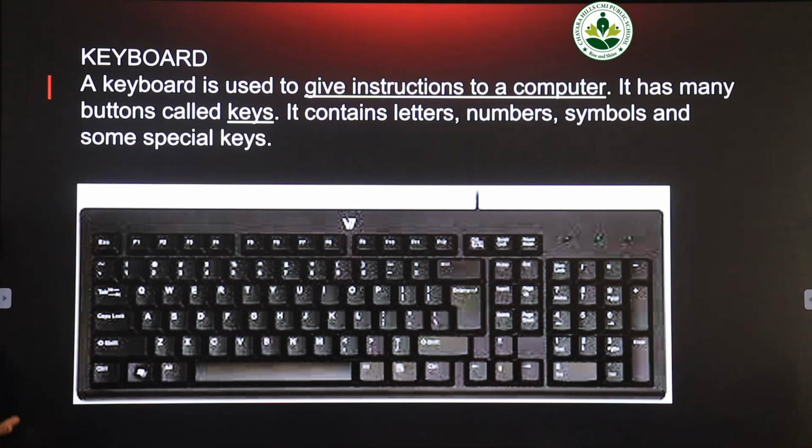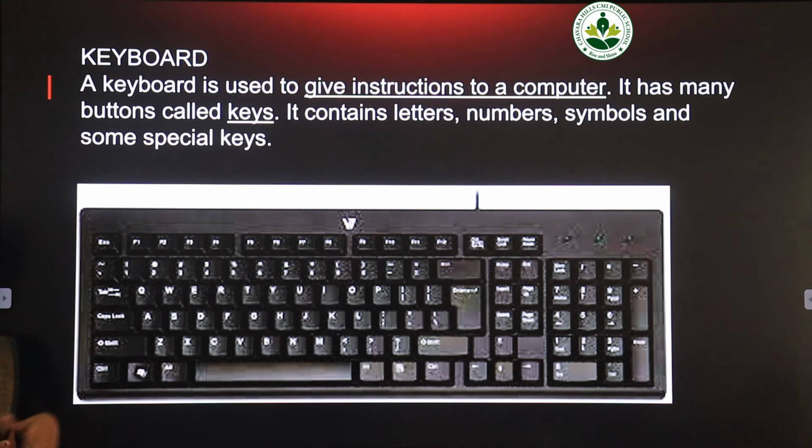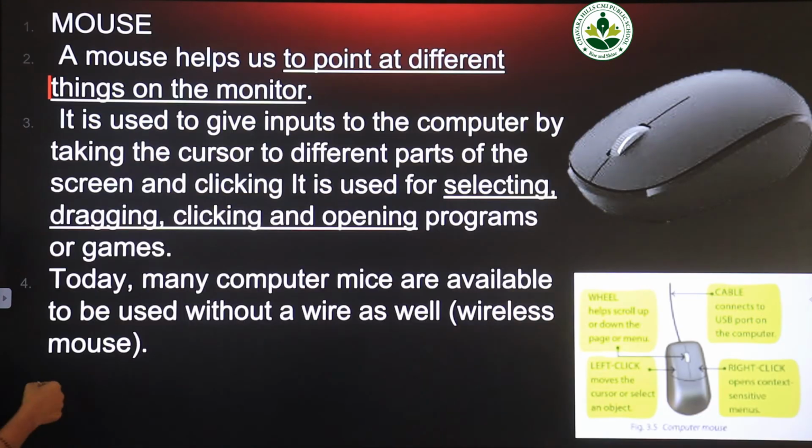It contains letters, numbers, symbols and some special keys. It has letters here, numbers, and you can see some special keys here. There are many buttons and these buttons are known as keys. That's why it is named as keyboard.